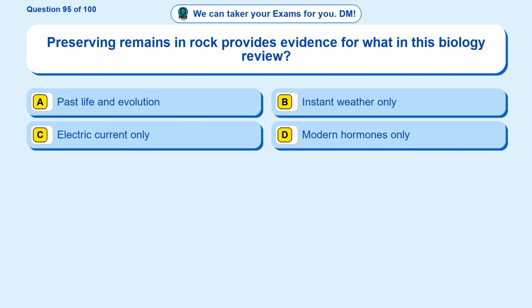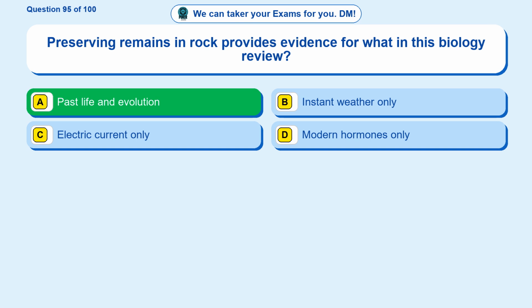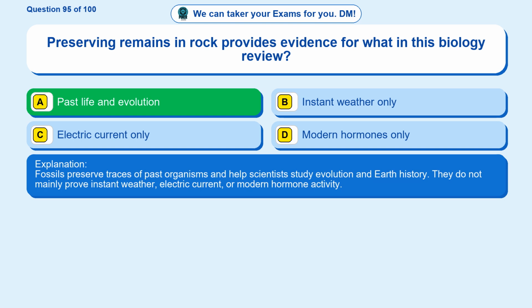Question 95. Preserving remains in rock provides evidence for what in this biology review? Option A, past life and evolution. Option B, instant weather only. Option C, electric current only. Option D, modern hormones only. The correct answer is option A, past life and evolution. Fossils preserve traces of past organisms and help scientists study evolution and Earth history. They do not mainly prove instant weather, electric current, or modern hormone activity.